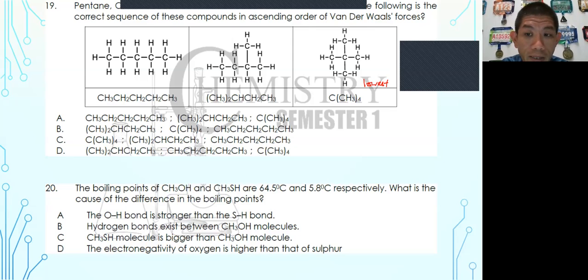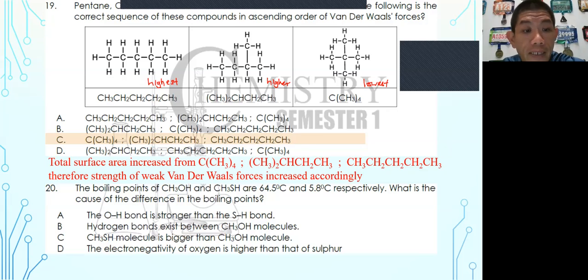So followed by this one. Okay, this one has a higher boiling point, while the straight chain will have the highest boiling point among all of them, because you have a straight chain molecule. A straight chain molecule will have a greater total surface area and therefore a higher boiling point. So the best answer in here will be C.